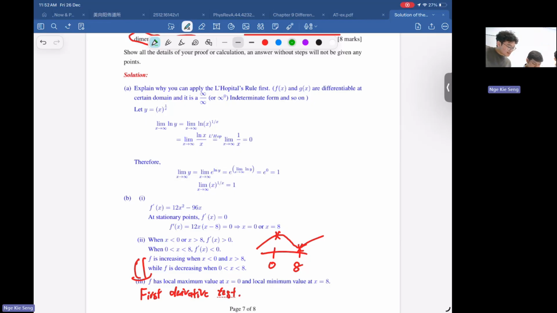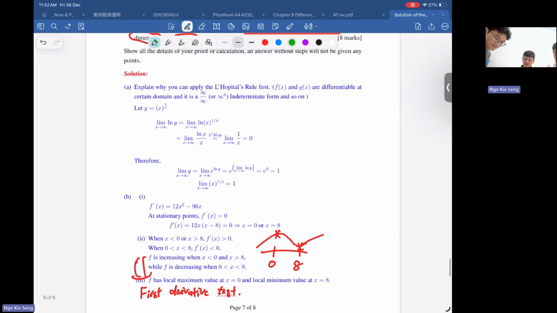Why can you use the Obida rule calculation? Why can't I just... I think you need to write this down. This one, this intermediate form.